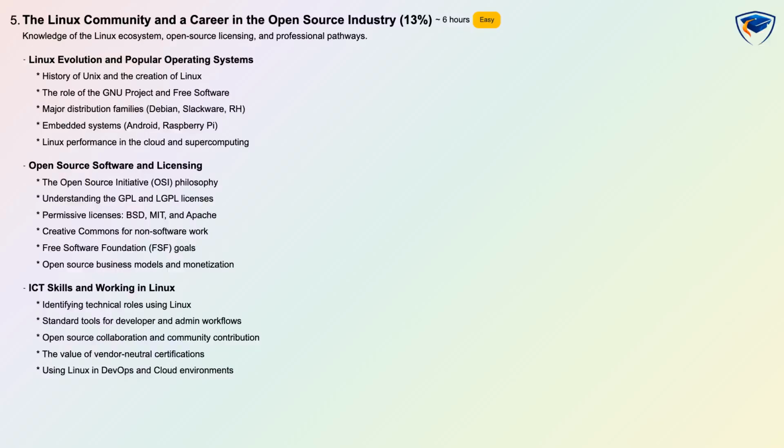You will learn open source licensing including GPL, LGPL and permissive licenses such as BSD, MIT and Apache, plus Creative Commons for non-software work, and understand the goals of organizations like the FSF and OSI. The syllabus also explains ICT roles that use Linux, common developer and admin tools, how to contribute to open source communities, and the value of vendor-neutral certification for careers in DevOps and cloud environments.